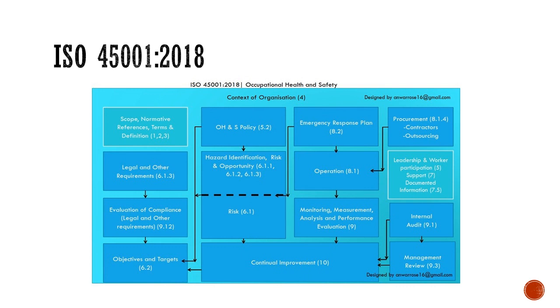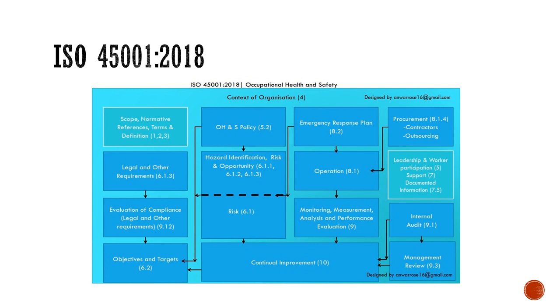This is the overview of the standard. The ISO 45001-2018 standard covers 10 clauses, and it's quite similar to the quality management system standard. Now here in the overview, you can see the OHSAS policy, which is as per clause number 5.2. It gives inputs in hazard identification and risk and opportunity identification in reference to clauses 6.1.1, 6.1.2 and 6.1.3. And again, it also helps us in identification of the overall risk in an organization as per clause 6.1.